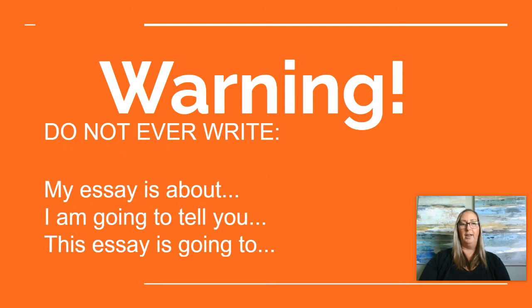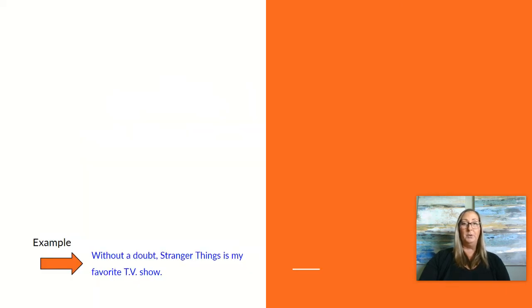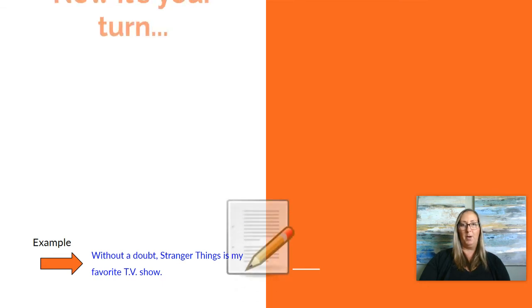Don't ever write, "My essay is about," or "I'm going to tell you," or "This essay is going to." You don't have to be that obvious. You can simply write a statement that tells the reader what you're going to write about. And you can use my examples to help you. You can clearly see that if I write that statement, that's what I am saying. That's my statement: Stranger Things is my favorite TV show. That's what I'm going to write about.